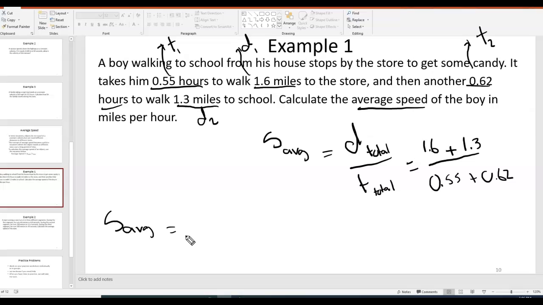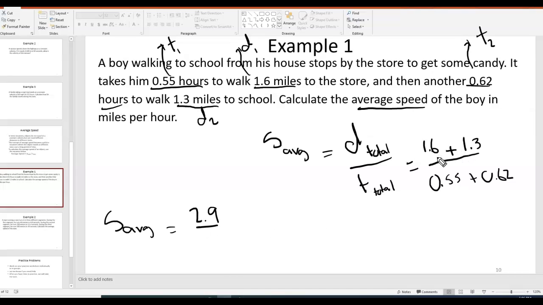By the way, just something funny to point out to you. Notice that even though the distance to the school is actually less than the distance to this store, it actually takes him longer to get to school. So probably because, well, the boy probably doesn't want to go to school.